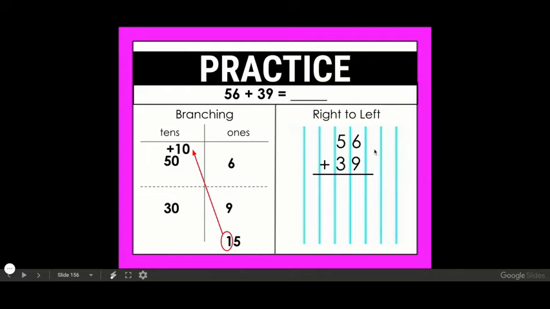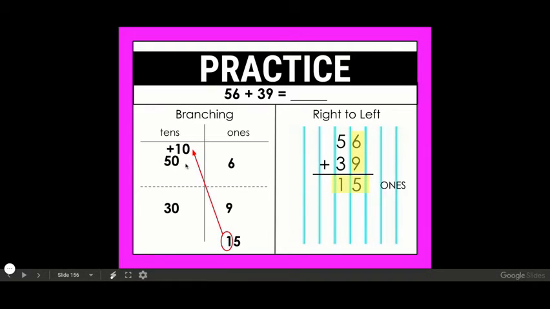Now let's come over here and let's do our step with our ones. Again, I'm going to add my 6 plus 9, and we already said, what is 6 plus 9? It equals 15, so let's go ahead and write it on our first line. Notice how my 5 stays in the ones, my 1 10 goes in the tens.